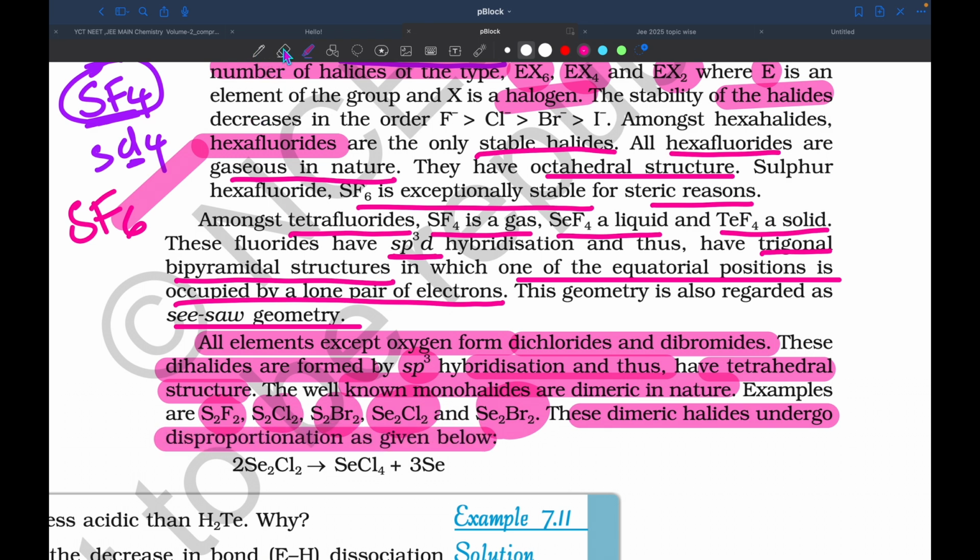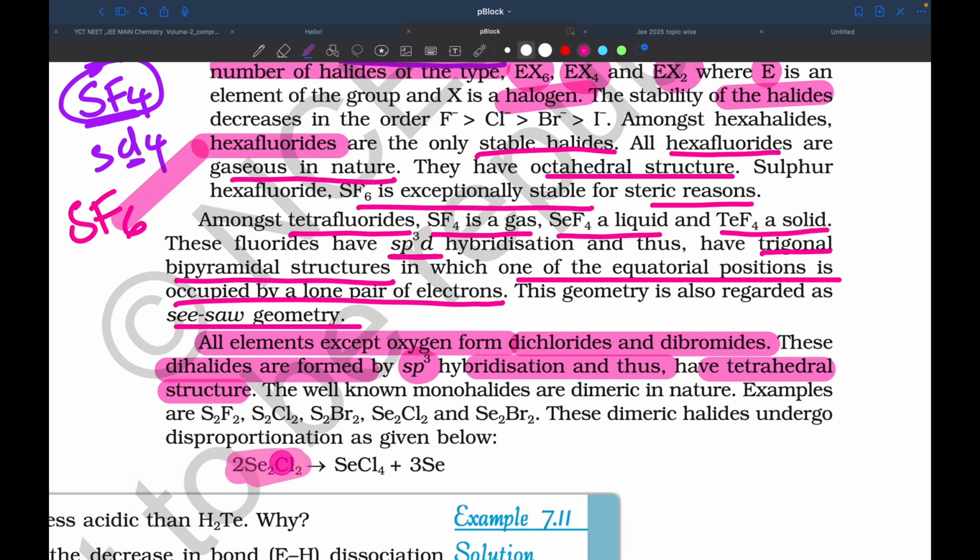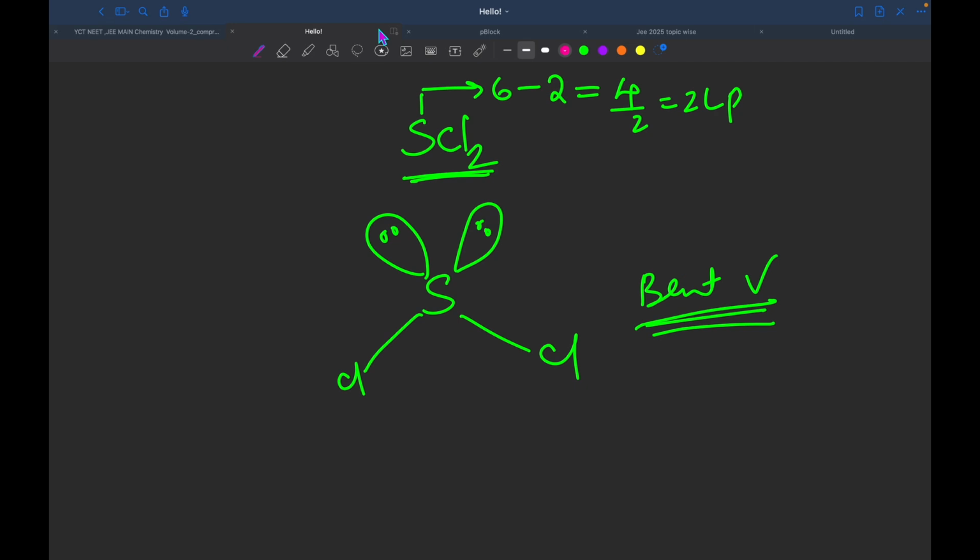So this disproportionation reaction you should remember. Monohalides are very unstable and they disproportionate to give these kinds of structures. So here I'll rewrite the reaction. You should know how to write every disproportionation reaction.